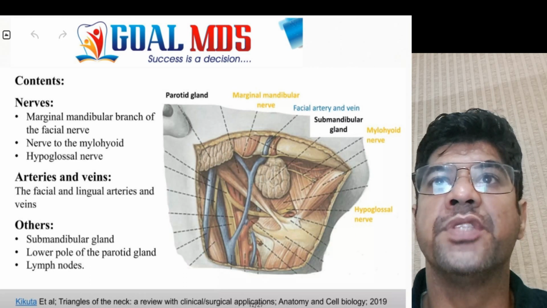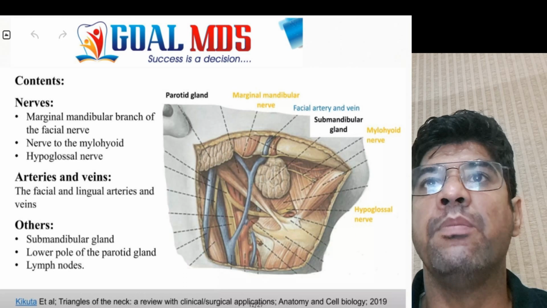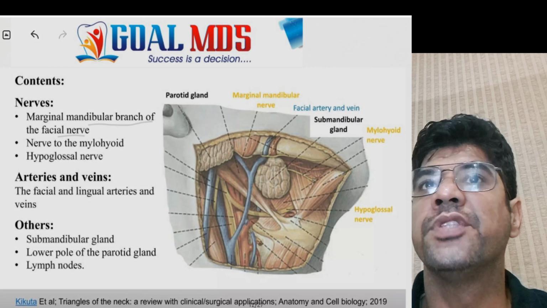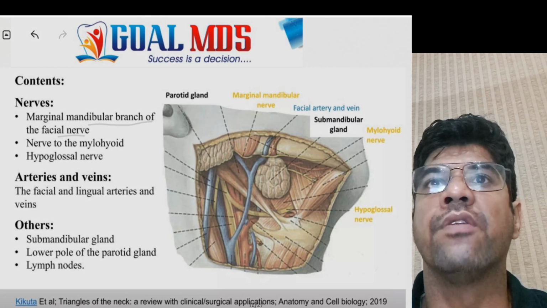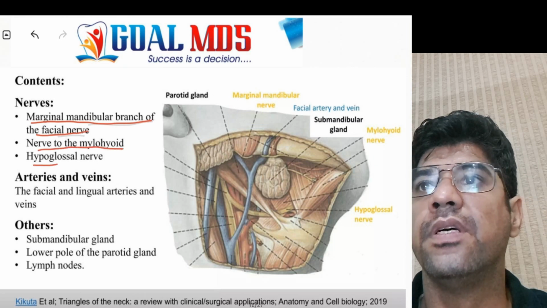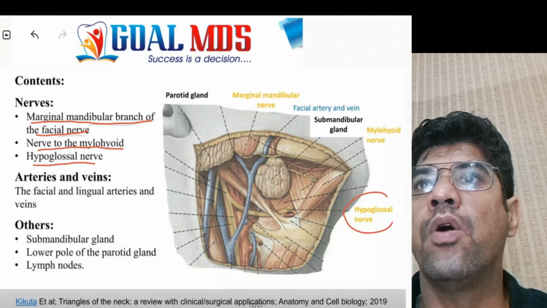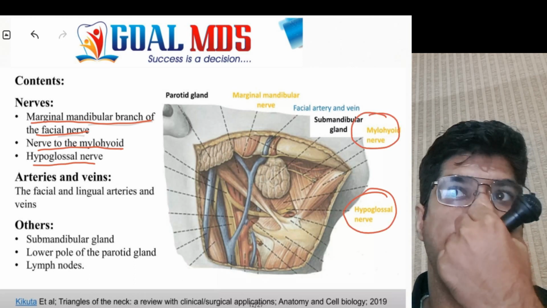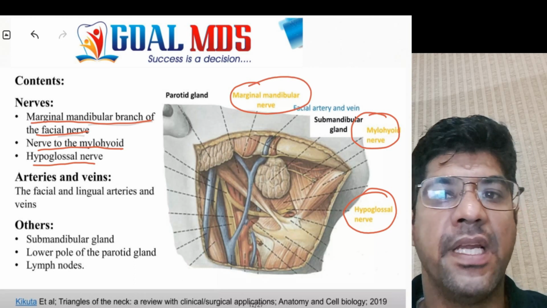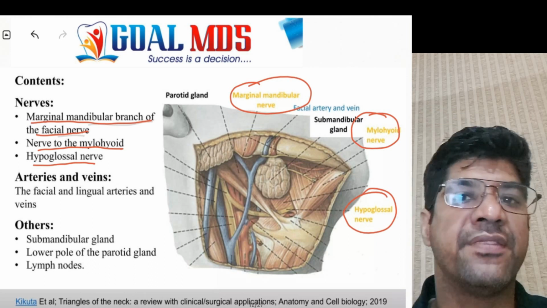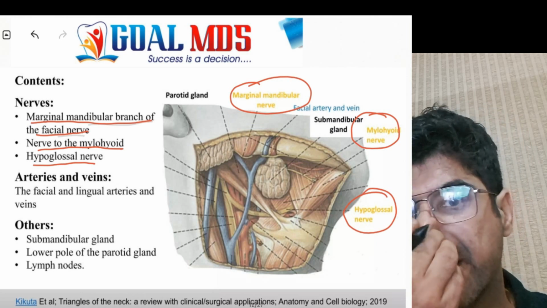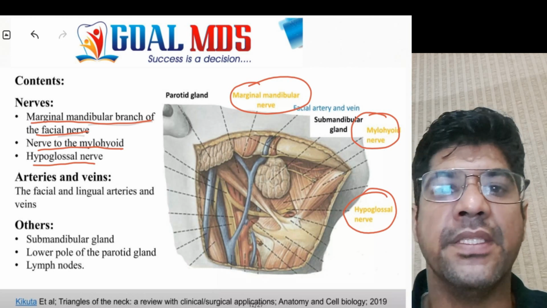The nerves which are associated are the marginal mandibular branch of the facial nerve. So which nerve is associated? It's the marginal mandibular branch of the facial nerve, the nerve to mylohyoid and the hypoglossal nerve. Hypoglossal nerve, mylohyoid nerve and marginal mandibular nerve. The artery associated is the facial artery. The facial artery is a branch of the external carotid artery. The facial artery supplies blood to the muscles of the face and various structures in the submandibular and facial region.